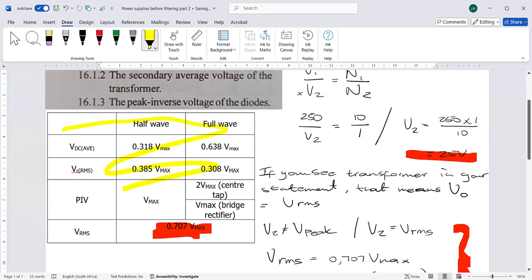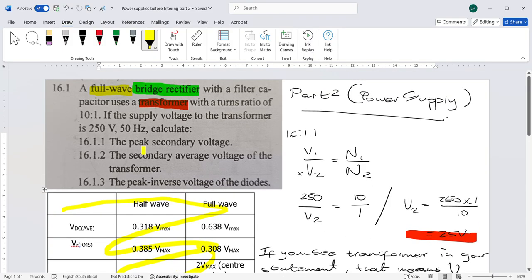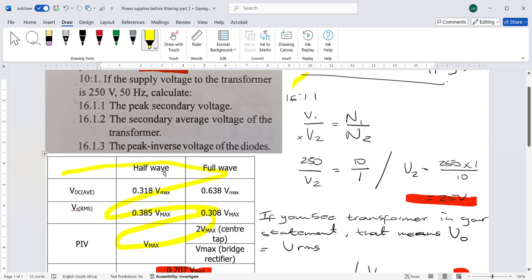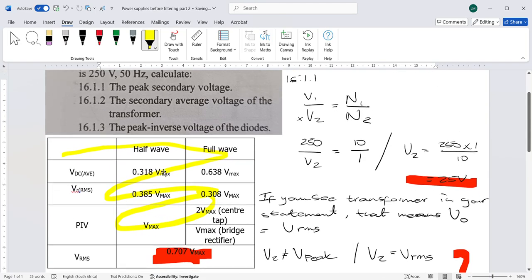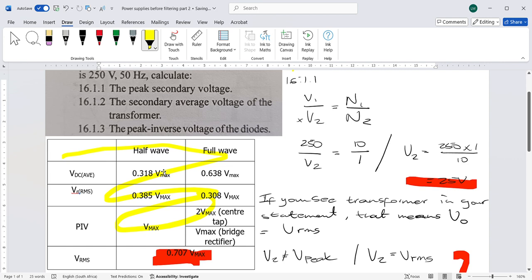Do we see all of this? We only use these values if we do not have the value of the capacitor. Were we told that there's a capacitor? Yes, there's the capacitor. But were we given the value of the capacitor? No, we were not. So that means we can use these values to determine all of these.